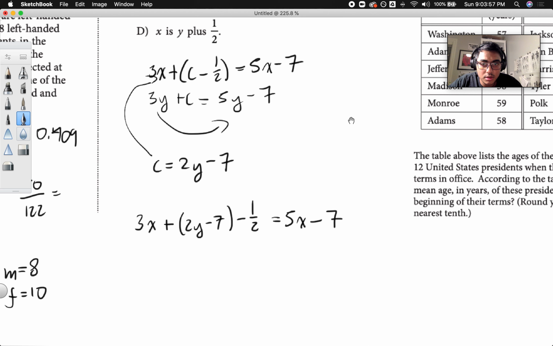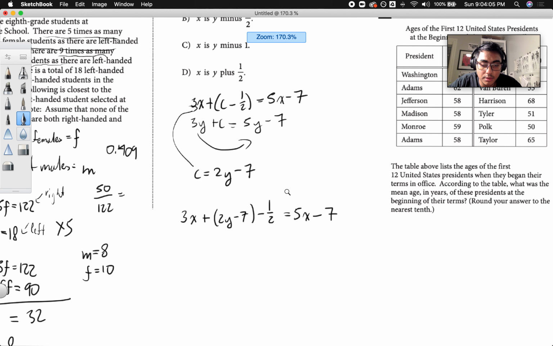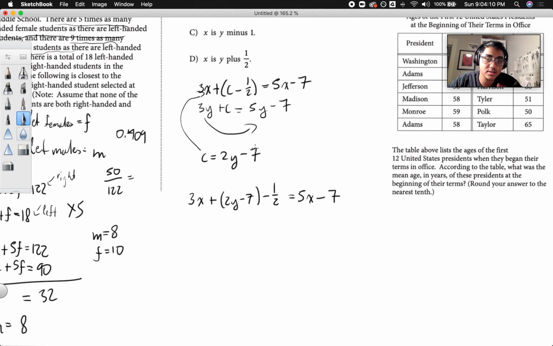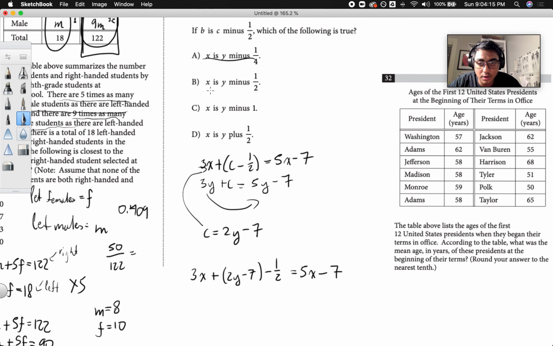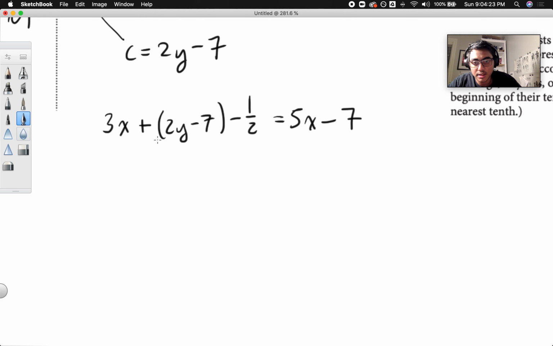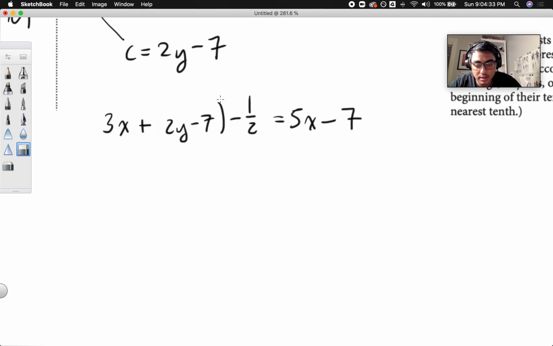So great. Now we just have 2 variables, and we don't need the other equation anymore because our answer has 2 variables in it, so we don't have to solve for one. Now we just have to solve for x, because that's what the answer choices are. They all want us to solve for x in terms of y. And we only have x and y here. Perfect. So let's just get rid of the brackets. We don't need that. Brackets just make it unnecessarily crowded.